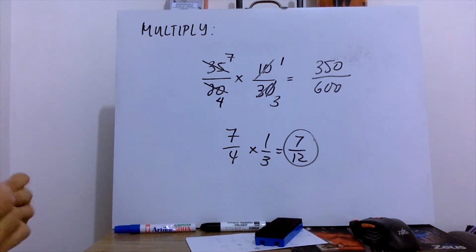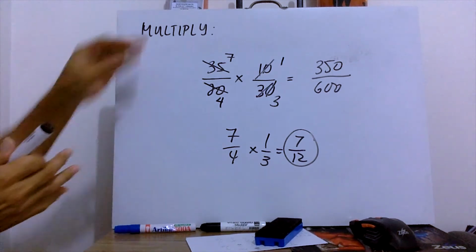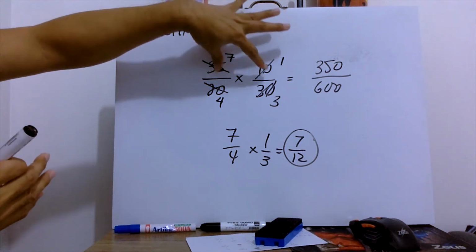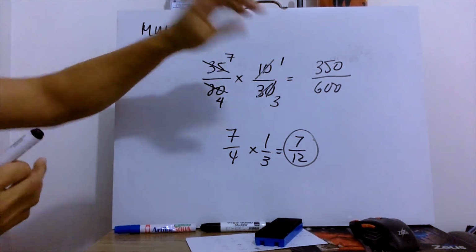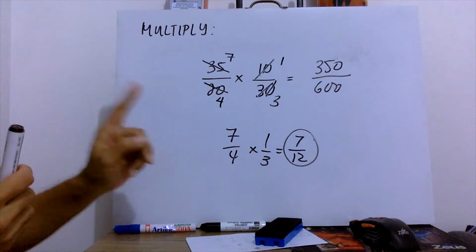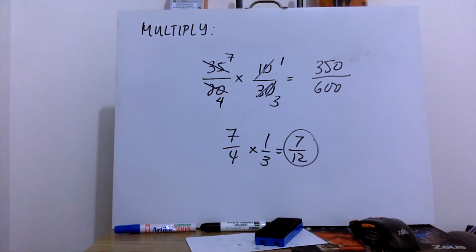Okay, so when you multiply fractions, you just multiply the numerator, multiply the denominator, and that's it. But if you can apply cancellation first, then it's going to be very, very easy for you. Okay, try to practice this.